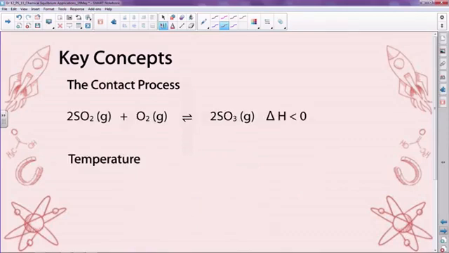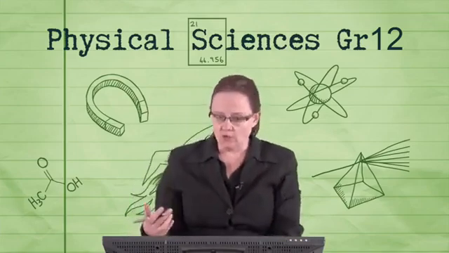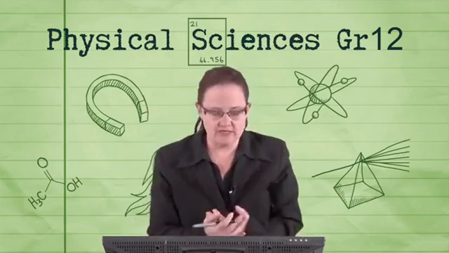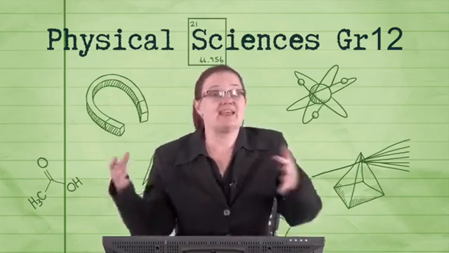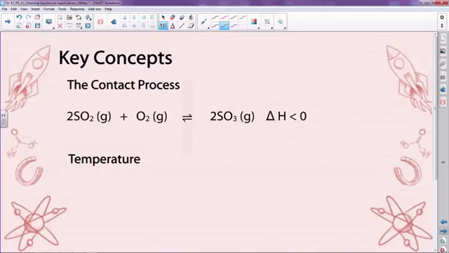The next one is the contact process, and this is only the second step in the contact process. This equation is not the contact process as a whole. It's the second step in the contact process. It's actually the step that gives it its name, which I'll deal with in a second. Here, delta H is less than 0, so this is exothermic.